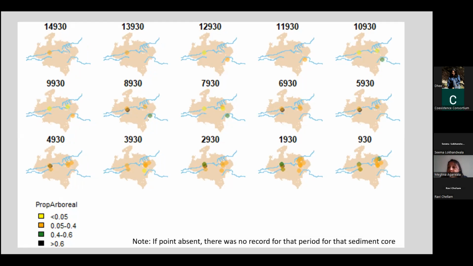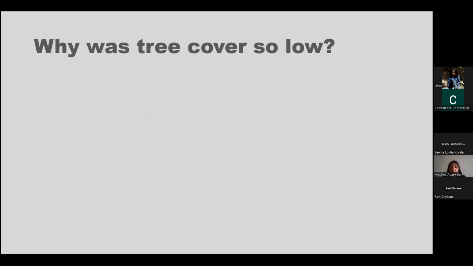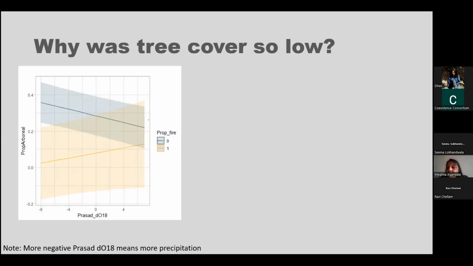could it be that these disturbances are responsible for this lower tree cover? And so to try and understand why the tree cover was so low, we ran a model where we try to predict tree cover for each site, based on the anthrome, the fire, the herbivory, the precipitation, and the temperature. And what we found was that as precipitation increases, tree cover increases.